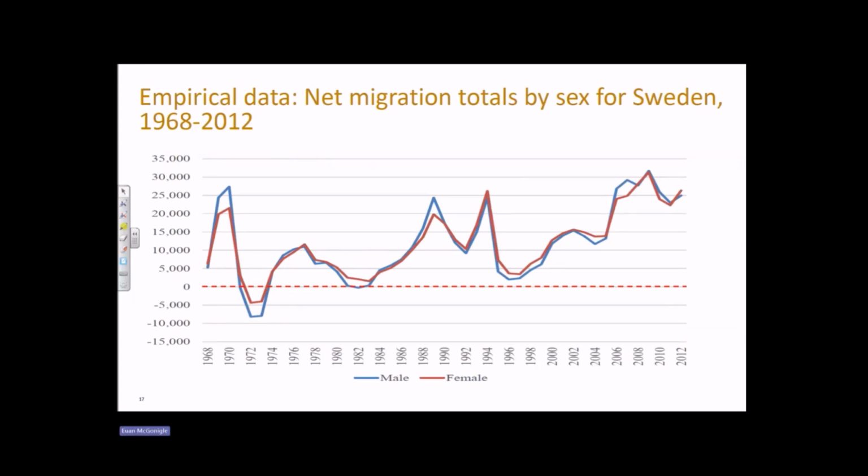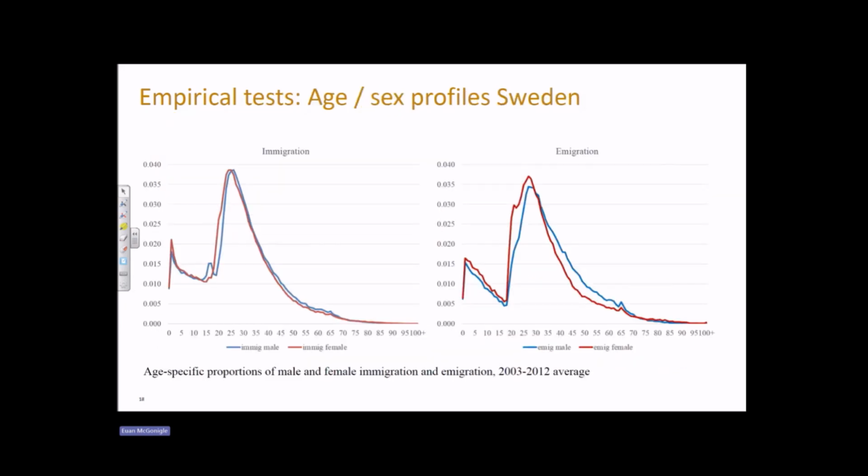This isn't what I modeled. This is the observed net migration totals over time for Sweden. Actually, we'll go back. I had data going back, but I constrained it later on, just to a more recent period. But you can see net migration totals fluctuate. And if you're trying to predict that, that could be pretty hard. But again, the red line's females, the blue line's males, largely working together over time. I'm just going to be looking at this period here, but I'm going to take those totals as given.